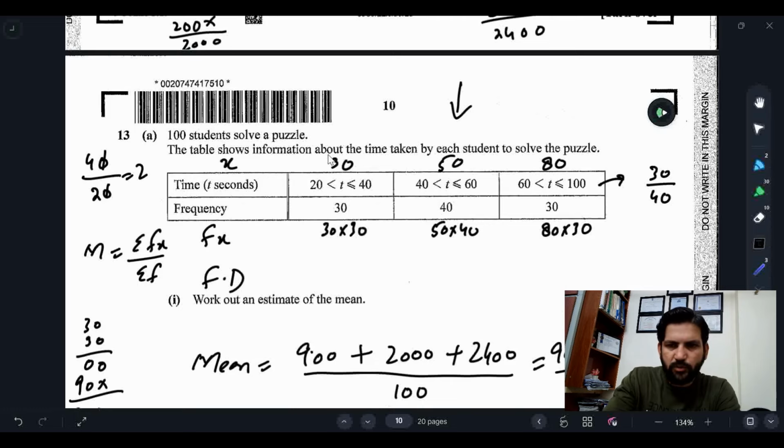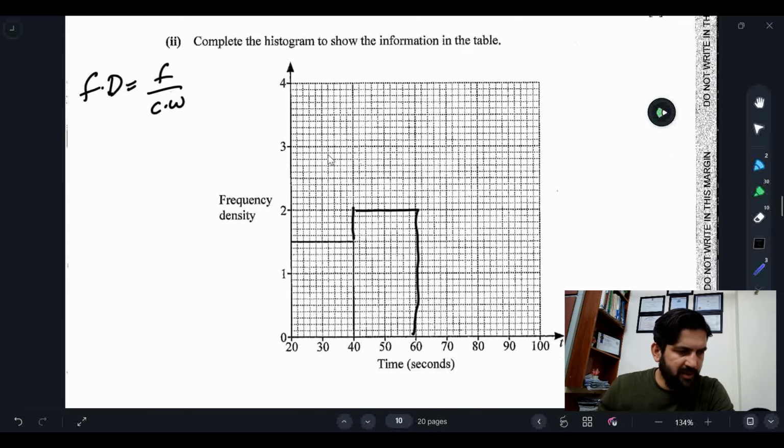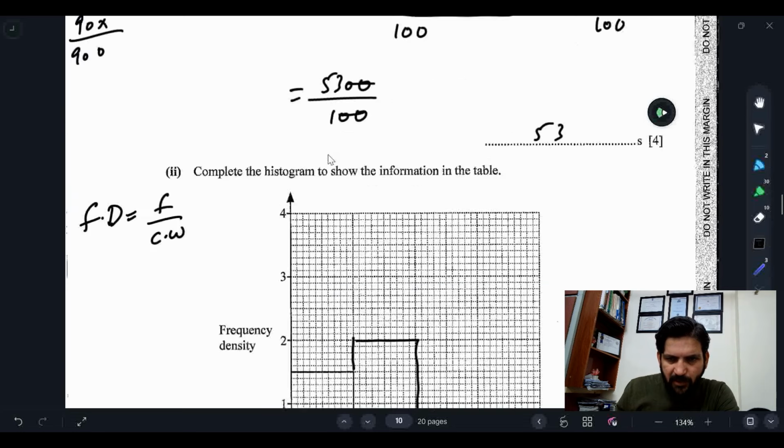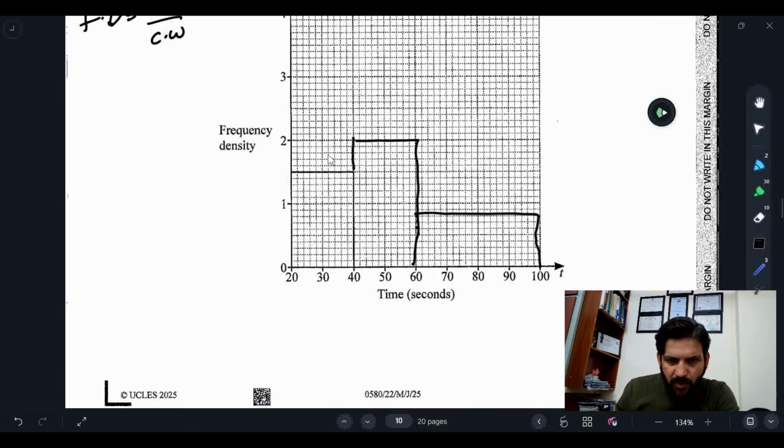Okay, let's move to the second one. For this last interval, this will be frequency divided by 40. So frequency divided by 40 is basically 0.75. So we have to draw it over here, 0.75. So 5, 6, 7 and 75. Okay, so this will be over here.